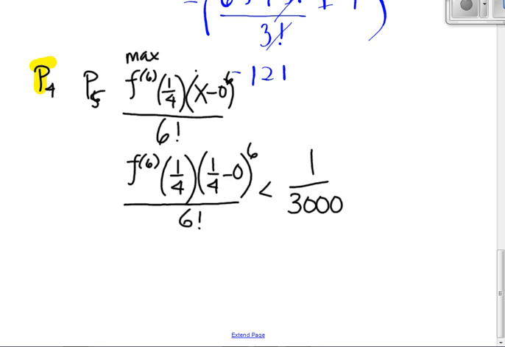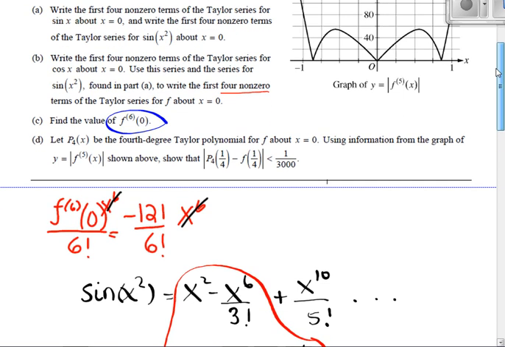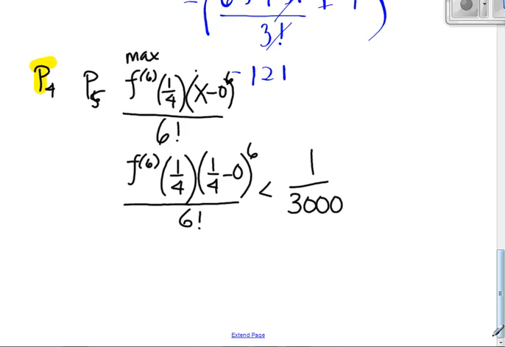We have to use the 5th because this is the derivative we're going to use. That's the 5th derivative. We're doing the 4th degree. Then it says, using information from the graph of the 5th one. I didn't read very well, did I? But it's going to be very much the same. If I use the 5th derivative, what would that term look like?